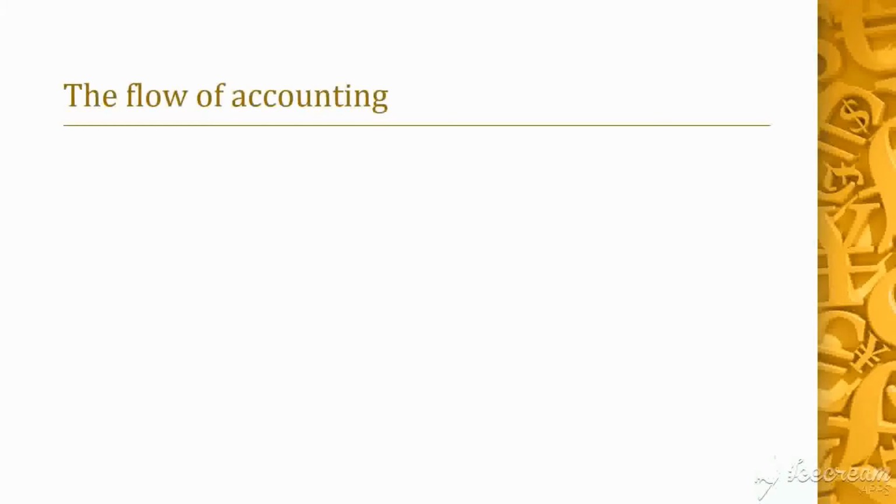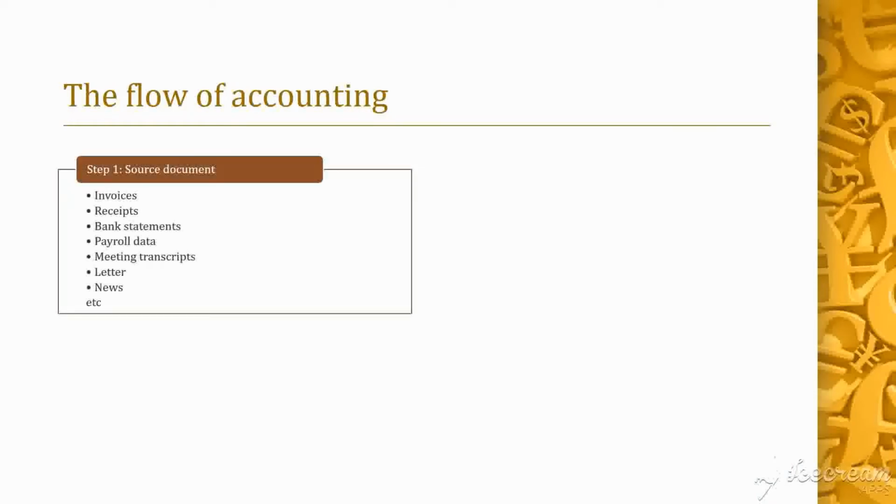Now, moving on to the flow of accounting. This comprises 5 steps. First, the entity needs to collate its source documents, which are records that a transaction has occurred. Source documents come in many forms. The more common ones are invoices, receipts, bank statements, or payroll data. Sometimes, for non-routine transactions, the source document could be from the entity's meeting transcript, letters sent to the entity, or even the news, though that would mean something big has happened for it to appear in the news.